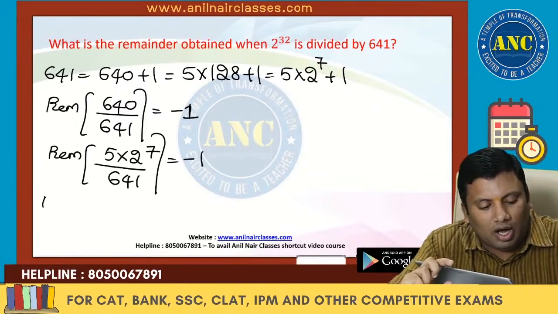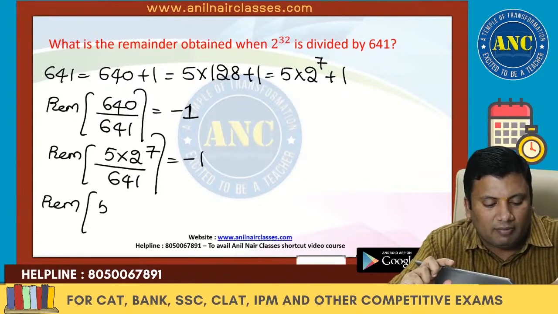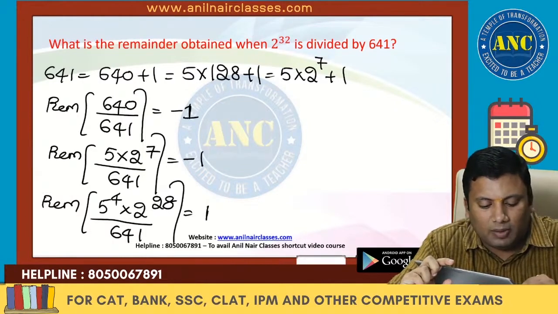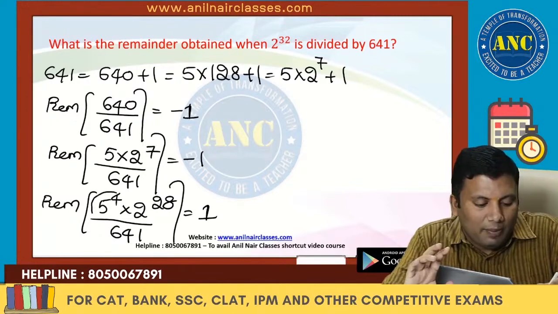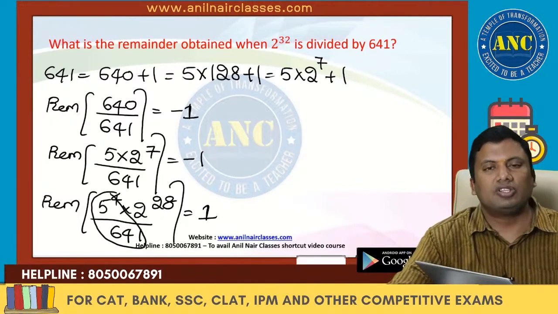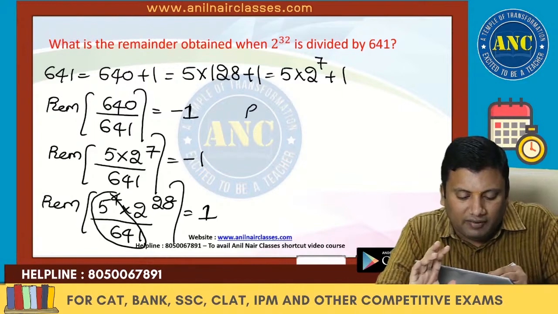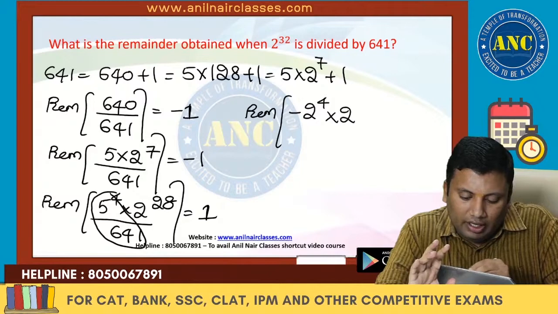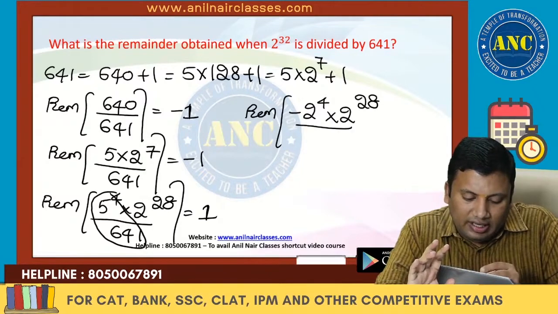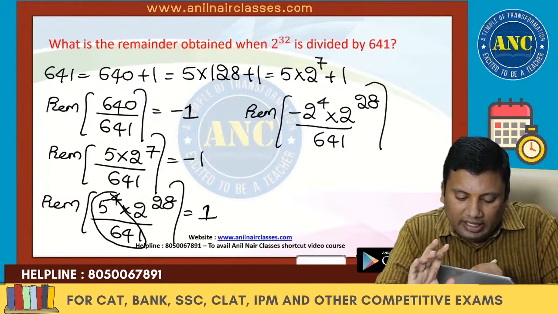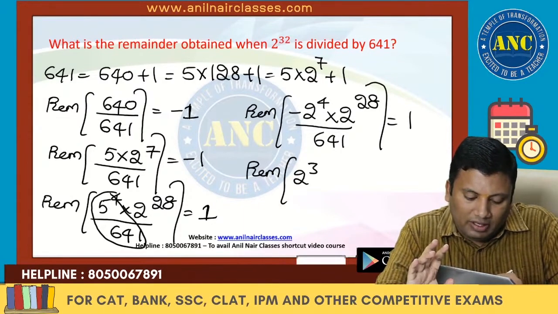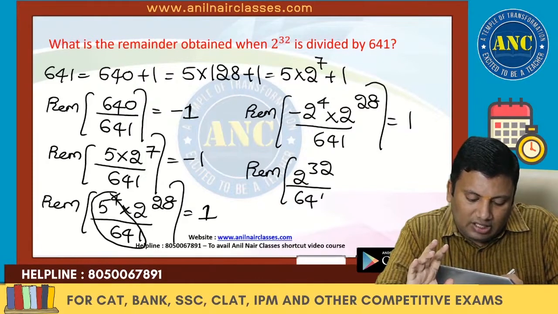Do power 4 on both the sides. So this will become 5 power 4 into 2 power 28 divided by 641, and minus 1 power 4 is nothing but 1. 5 power 4 is 625, and 625 divided by 641 is minus 16. So minus 2 power 4 into 2 power 28 divided by 641 is nothing but 1. This is nothing but the remainder of 2 power 32 divided by 641.